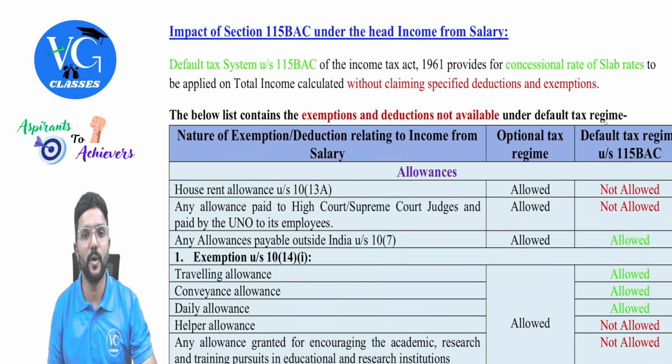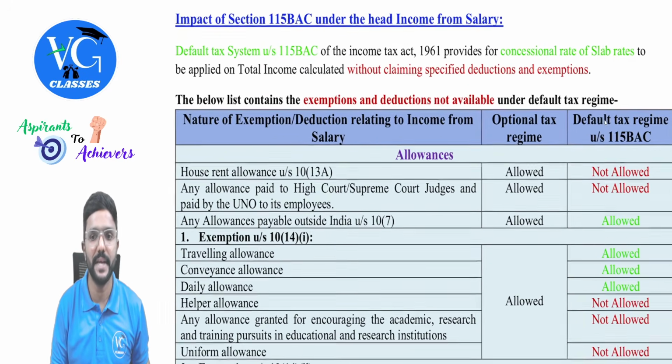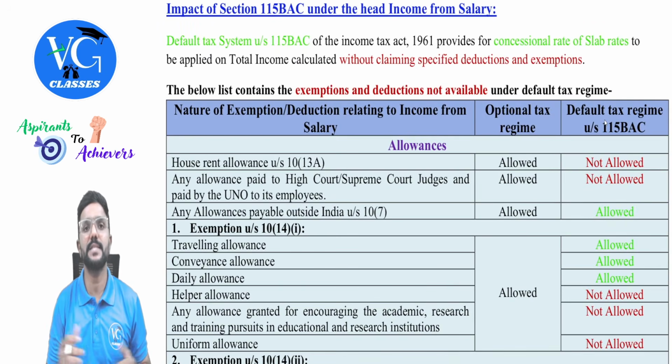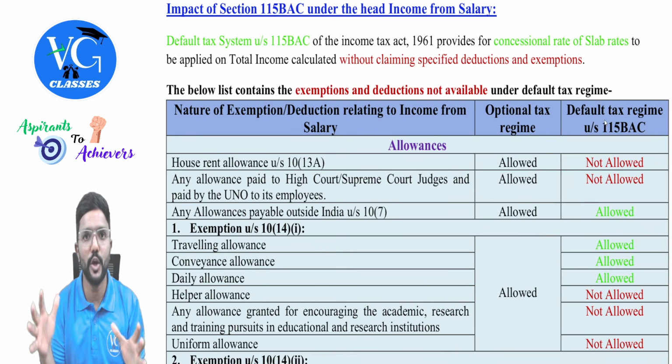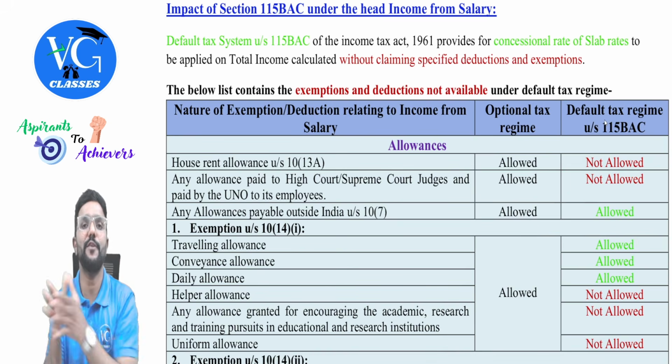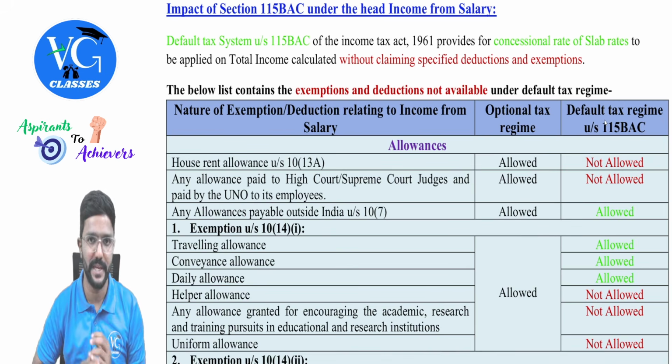Fine, guys. So we are done with all the provisions with respect to the salary head. Now, I have given the list of expenses or exemptions or deductions which are not allowed for an employee who is following the default scheme under section 115BAC.